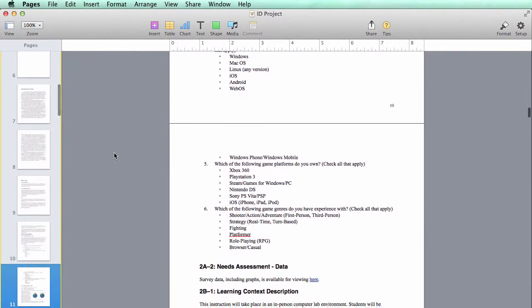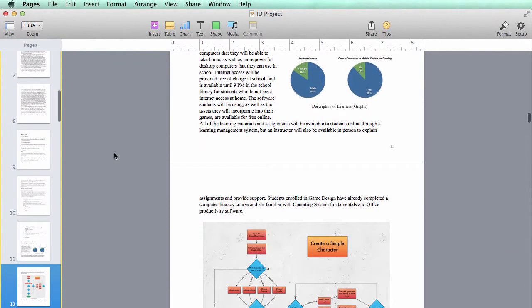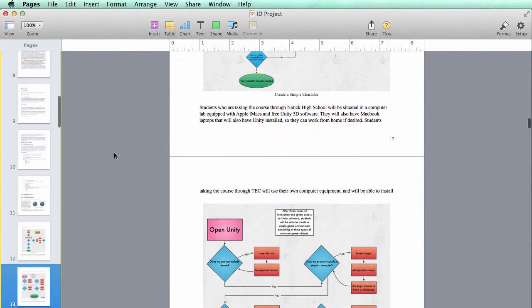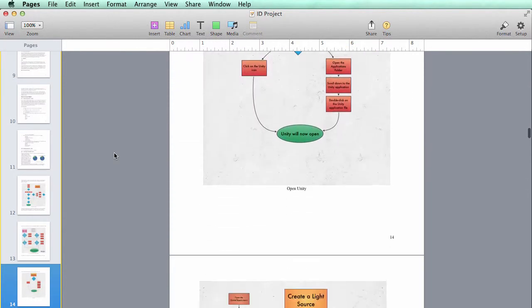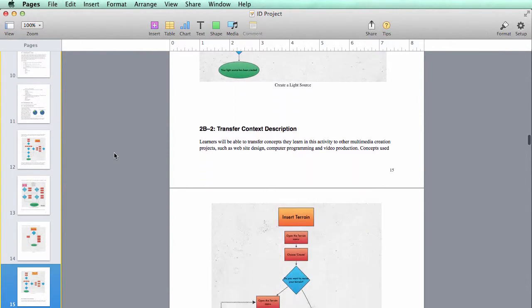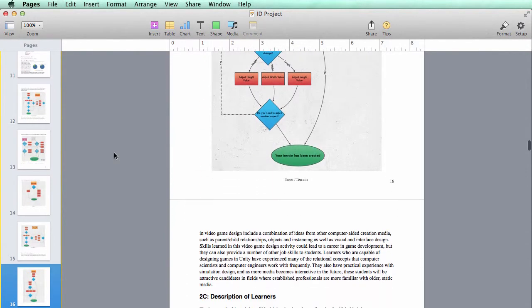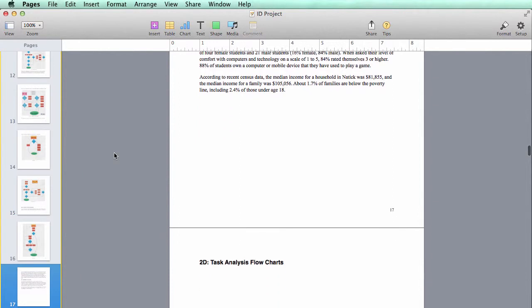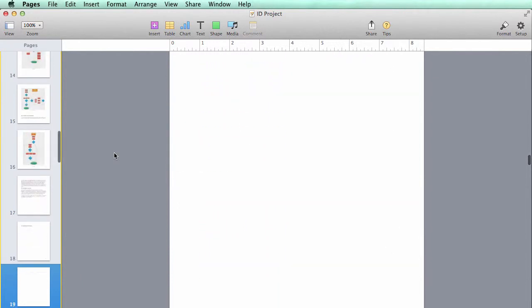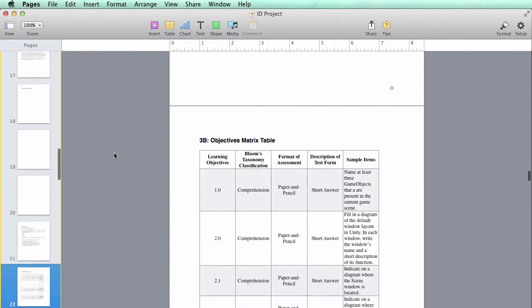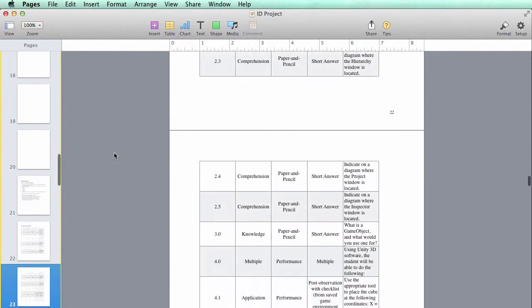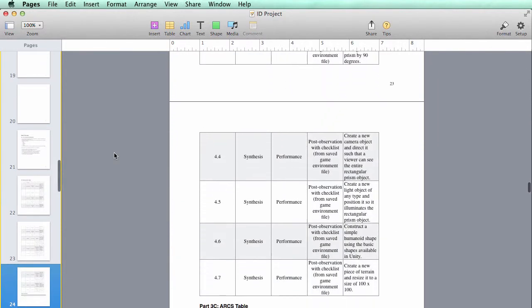It starts out with a needs assessment, where I take a look at the population of learners that are going to be experiencing this lesson and try to get a sense, based on a survey, of what their needs are, what they're going to be able to do. I also do a learner evaluation. So not only do I ask the learners what it is they need, but I also look at them and kind of get a profile of them as learners. I also analyze the tasks.